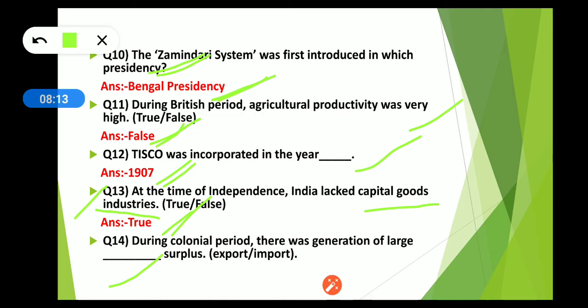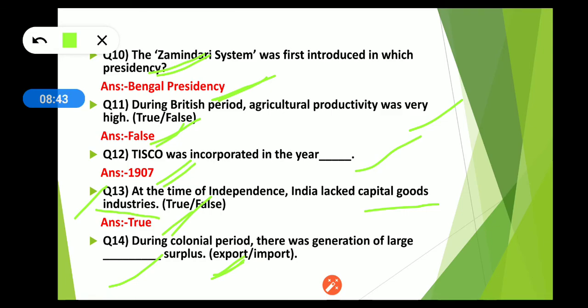Question number 14. During the colonial period there was generation of large surplus, export or import? The answer will be export. During the colonial period there was generation of large surplus, मतलब एक्सपोर्ट ज़्यादा था इम्पोर्ट से, मतलब हम लोग ज़्यादा बेचते थे, कम इम्पोर्ट करते थे. अभी ऐसा नहीं है. अभी जो है हम लोग इम्पोर्ट ज़्यादा करते हैं, एक्सपोर्ट कम करते हैं, लेकिन उस समय एक्सपोर्ट ज़्यादा होता था. लेकिन जो एक्सपोर्ट से जो इनकम होता था उसको ब्रिटिश क्या करता था, उसको मिसयूज करता था.